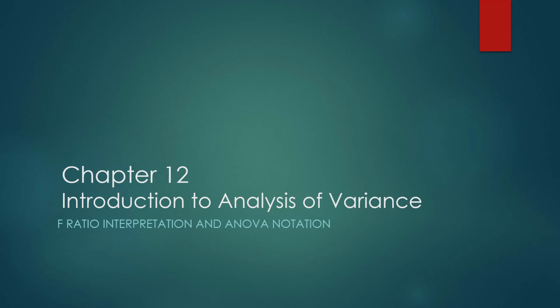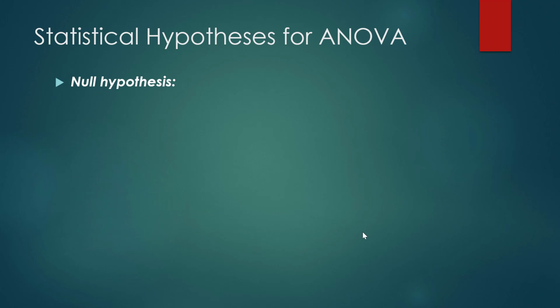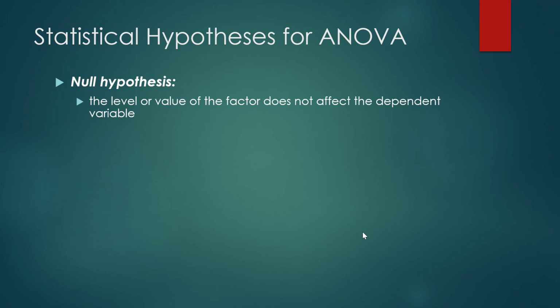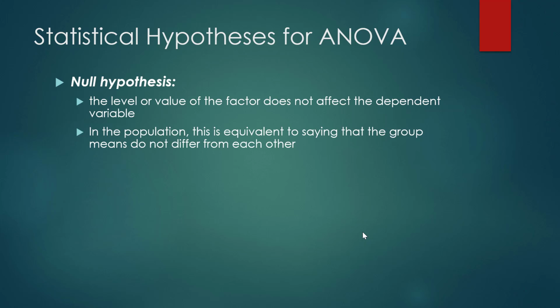In this video, we'll talk about F-ratio interpretation and ANOVA notation, but first we're going to start off talking about our statistical hypotheses for an ANOVA. For the null hypothesis, the concept isn't any different than we've talked about with our t-test hypotheses, in that the level or the value of the factor does not affect the dependent variable, so there's no difference between the groups. In the population, this is equivalent to saying that the group means do not differ from each other. And we would write that like this.